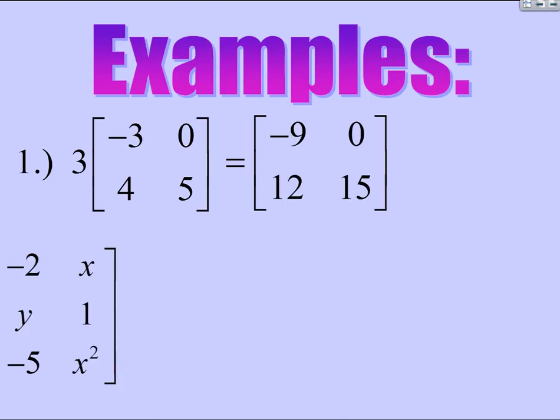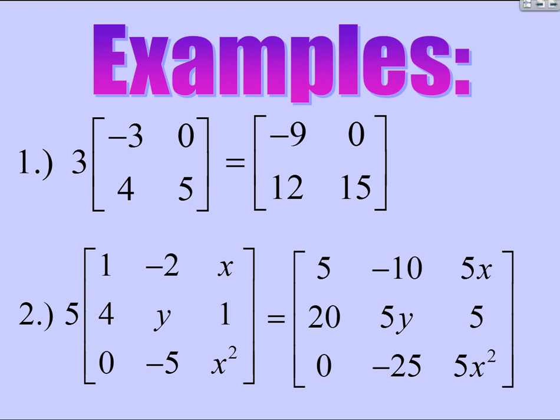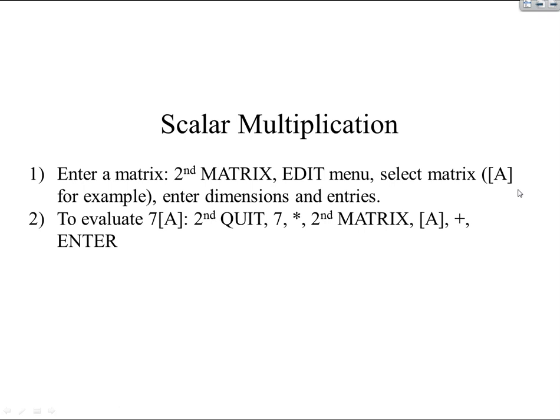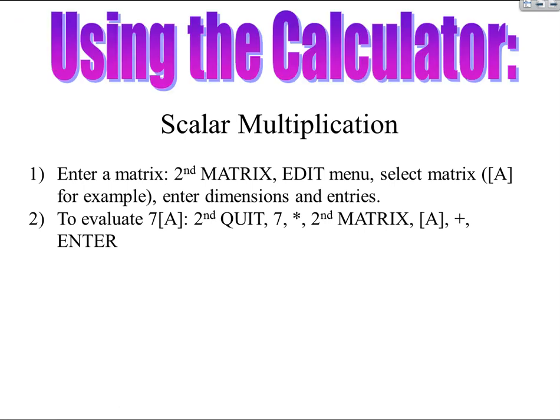Okay, and it's no different with variables, right? If I've got variables in my matrix, I would just distribute this 5 through to all the parts, and so here I'd get a 5y, there I'd get a 5x, there I'd get a 5x squared. That's just like expansion, it's nothing any different. Distribution. Okay, there's an example of scalar multiplication, but that's no big deal. You know how to do that.